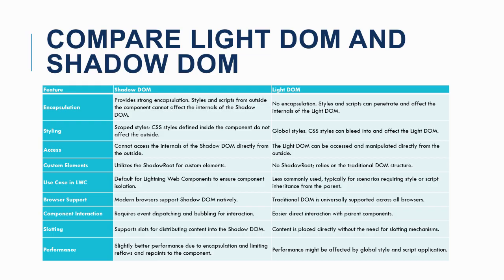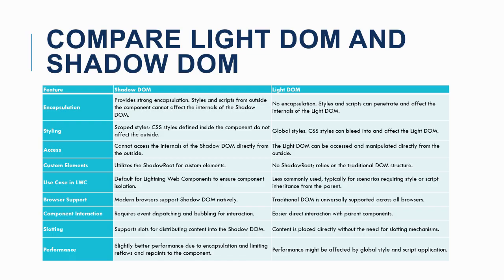So in case of shadow DOM, we have scoped CSS, or you can say scoped style. Since it works in the form of containers, whatever you define inside the container will remain in that container only. It will not have any effect on the outside containers or outside components. But in case of light DOM, it is a kind of global styles. Whatever you design in your component can bleed out.